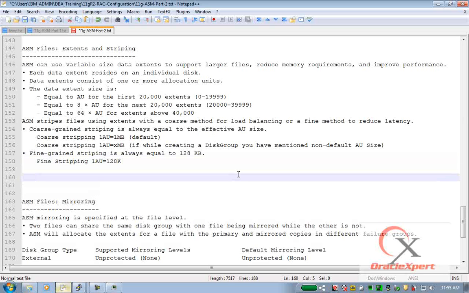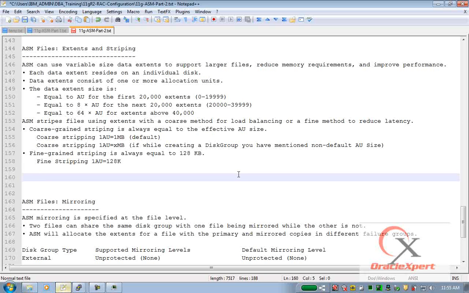Now why does Oracle use these two different styles? That depends on the nature of IO that you do against a given file. Some files you do a bulk IO against, for example, data file, temporary file. But some other files you don't do a bulk IO, for example, control file. Do you do a bulk amount of IO against a control file? No. Tiny bits and pieces of IO against control file. So depending upon the file type, Oracle decides what striping style it should use.